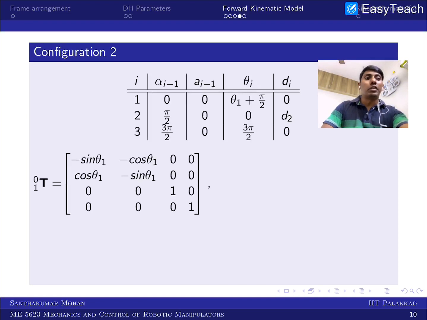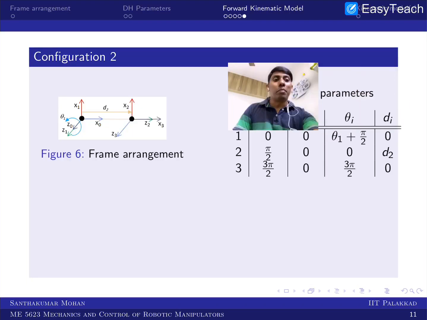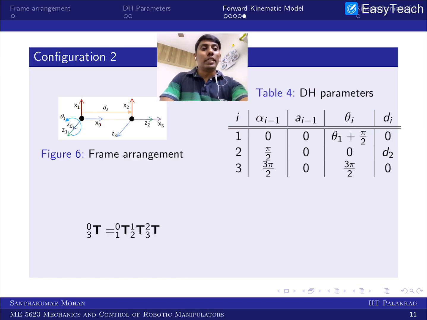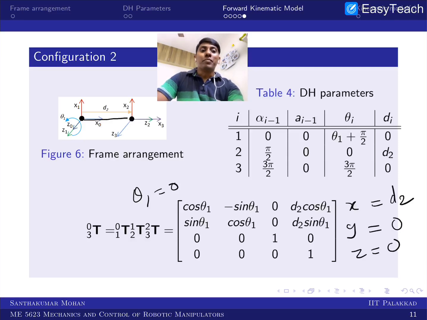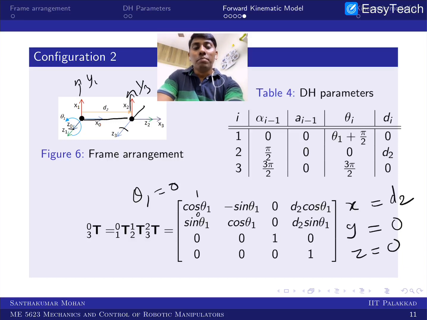For the second configuration, we also substitute the individual matrices and multiply them. Here you can see this is the kinematic model, and this is your X and Y. If you substitute theta 1 equal to 0, in X you have a D2 distance, and you have 0 Y and 0 Z. And when you see Z3 and Z0 are parallel, you substitute, that is 1, 0, 0. Y3 and Y0 are also parallel. So you can see 0, 1, 0 and this is 1, 0, 0, 1. So in the sense, this kinematic model is also right.